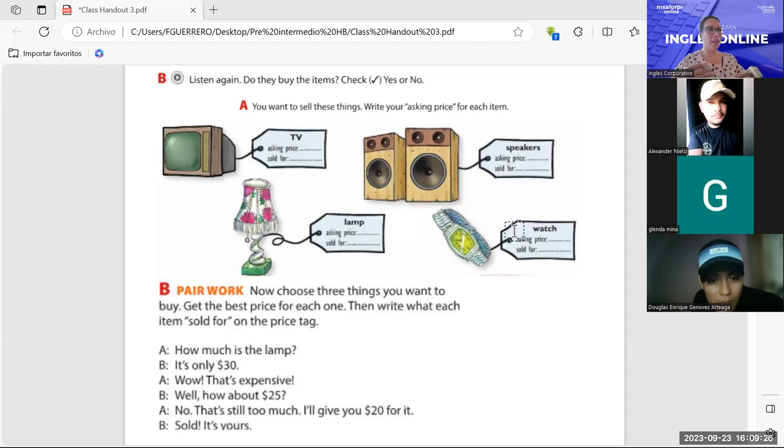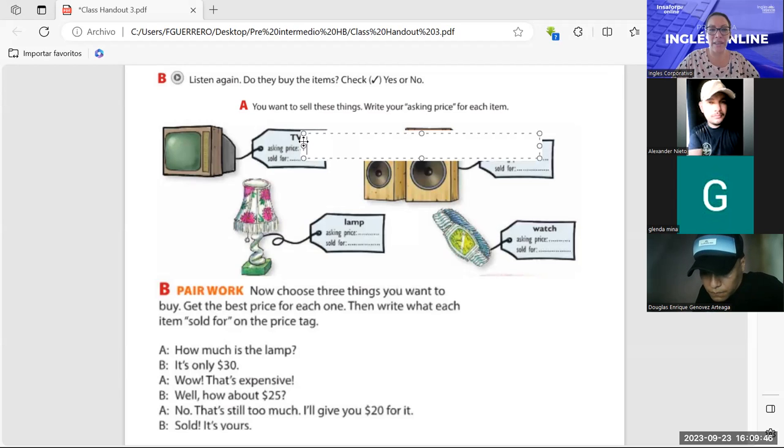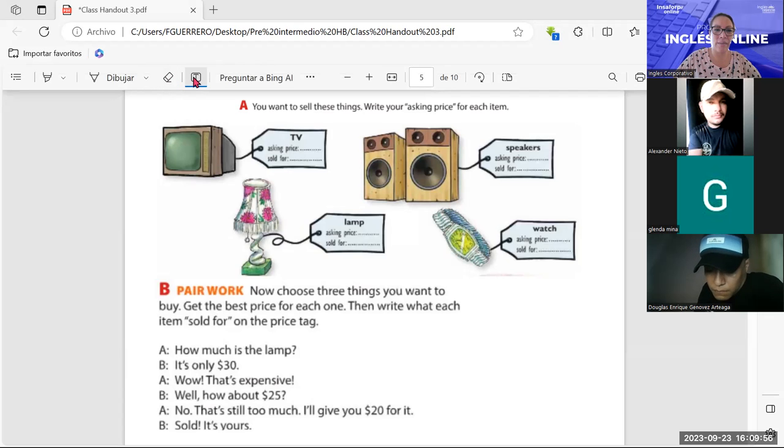Ajá, hace un pequeño regateo y ahí se ponen de acuerdo con el precio, etcétera. Y ahí tienen las expresiones que se pueden usar. So, let's see. For asking price, we're going to start. Por ejemplo, si yo le puse al TV en precio, este texto, quiero el de acá. This one. Okay. For the TV, for example.